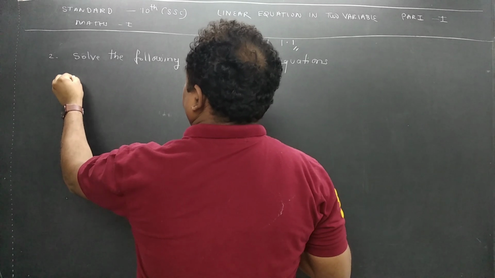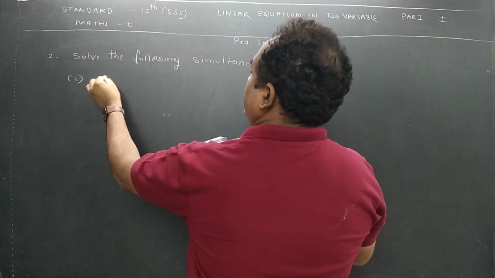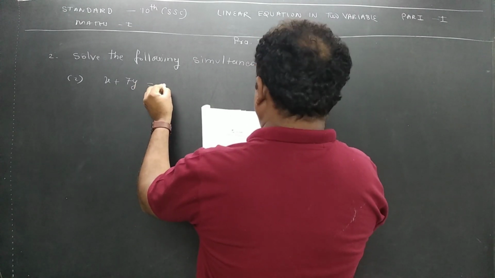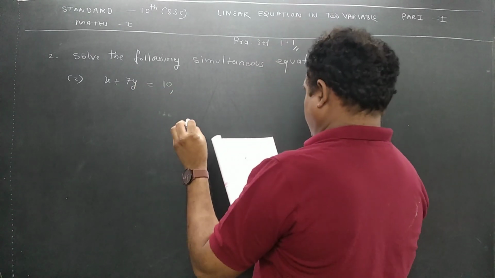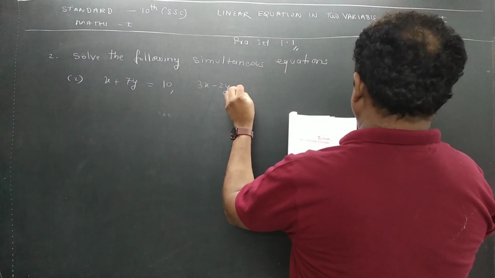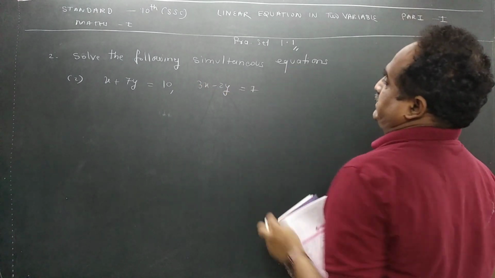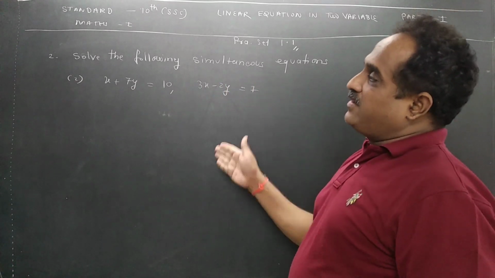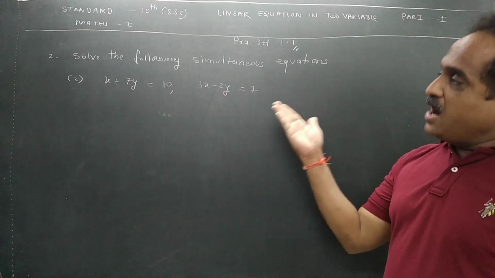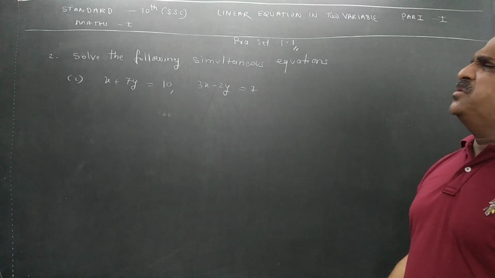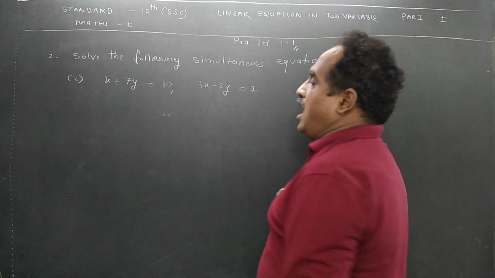Now, second question. They are given x plus 7y is equal to 10 and 3x minus 2y is equal to 7. Again, if you want to try this question, you can pause the video and try it on a rough page, and then you can see the method. And if you are confident, you can do it directly also. It makes no difference.